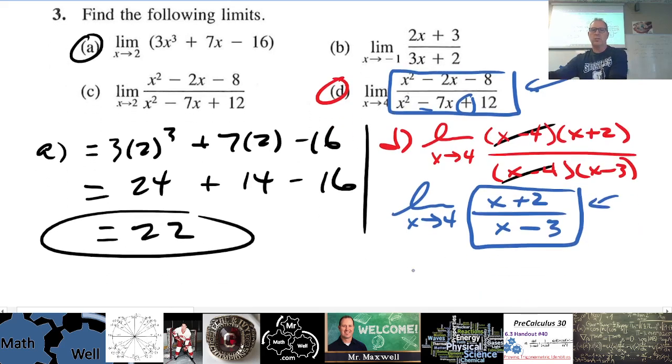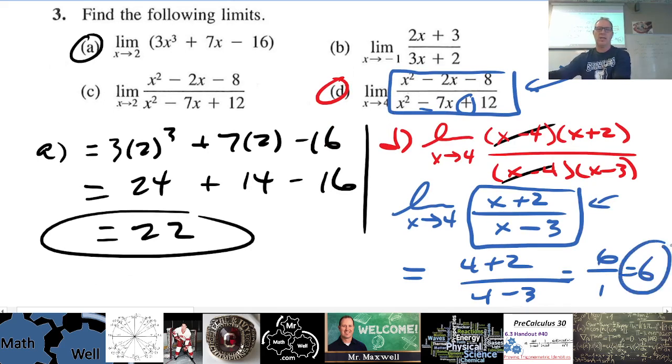So now we can just plug that in, and we've got 4 plus 2 on the top and 4 minus 3 on the bottom. That's 6 over 1, which is 6. So that limit should be 6 there for D.